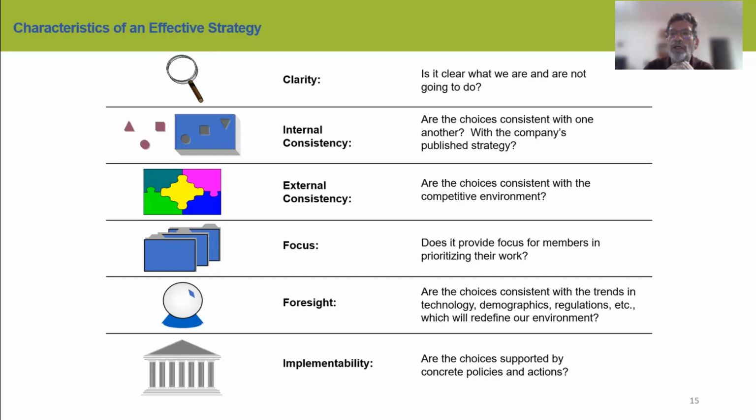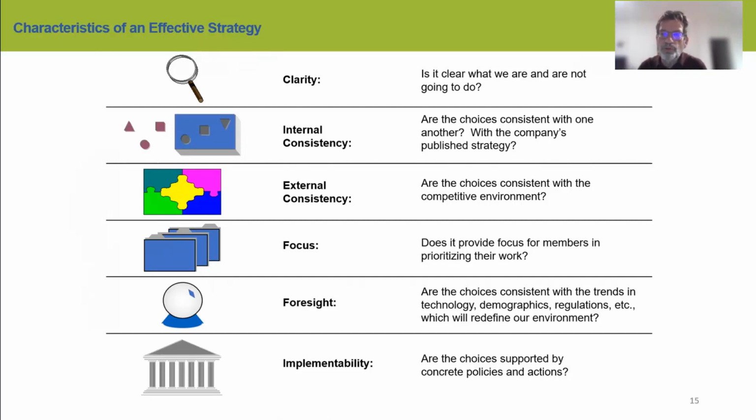Consistency, internal consistency. Are the choices that we have made consistent with one another? Is the company's public strategy consistent? External consistency. Are the choices consistent with the competitive environment? Again, we come to the most important element, which is the market. We are going to sell something, we are going to produce something that already exists in some forms in the market. So we are in a competition. This is the most important issue, the competition. So we have to see if these choices that we make can address the competitive environment.